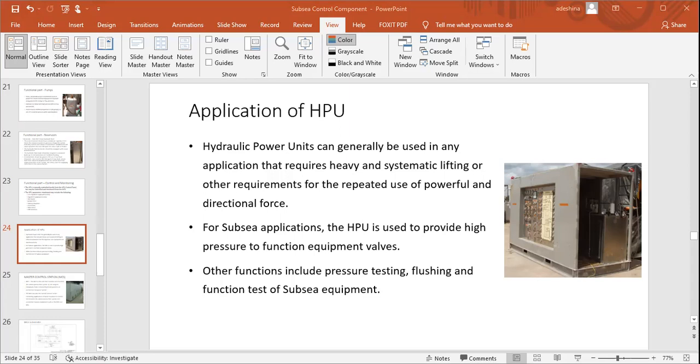So how about flushing? I think flushing has to do with ridding the system of any form of debris or contaminant. Okay. So, usually, you are right. You are very correct.